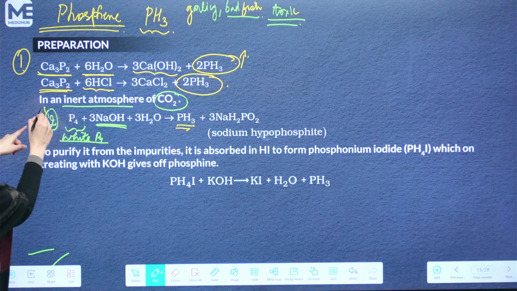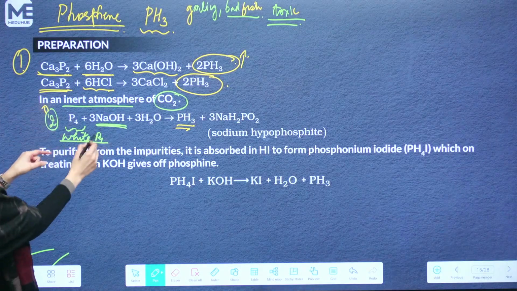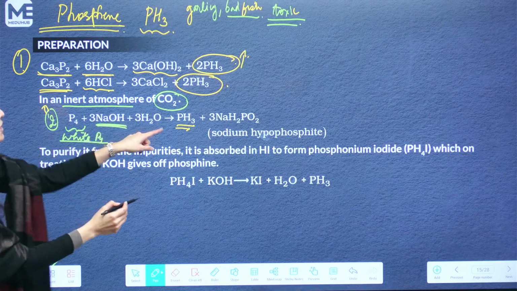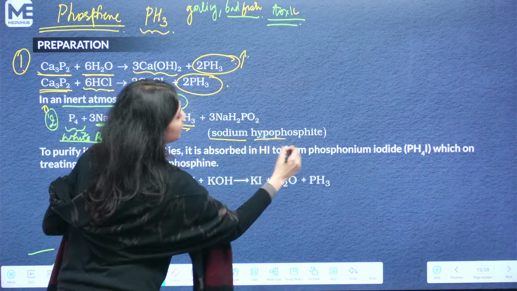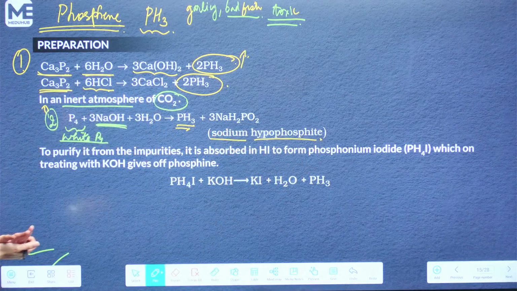So this is the second reaction. So white phosphorus on boiling with NaOH gives us phosphine and sodium hypophosphite, NaH2PO2. ठीक है? This is the second reaction.